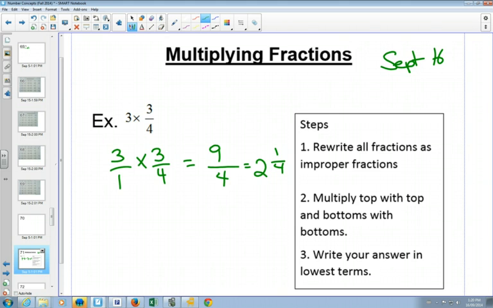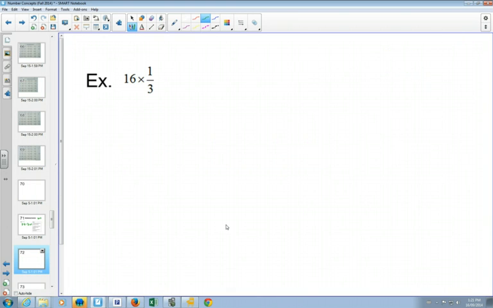Let's try one more example. Again, first thing, we need to write both as a fraction. Whenever you're multiplying with fractions, write them both as a fraction. So the 16 will be 16 over 1 multiplied by 1 over 3.